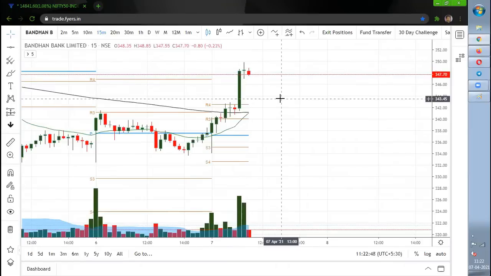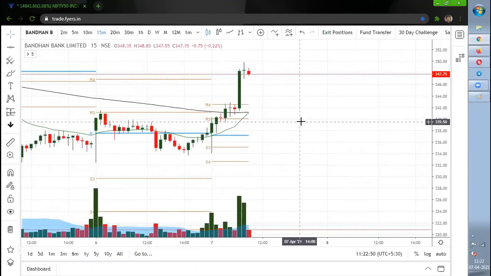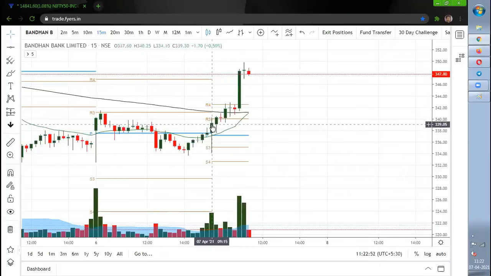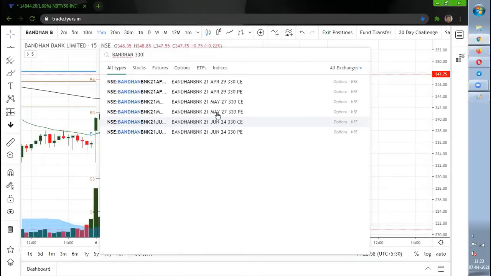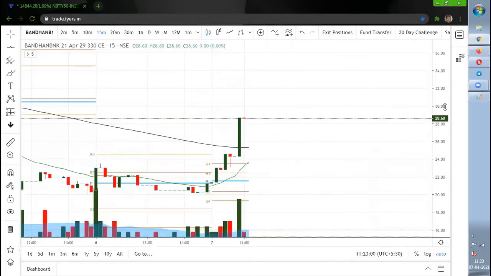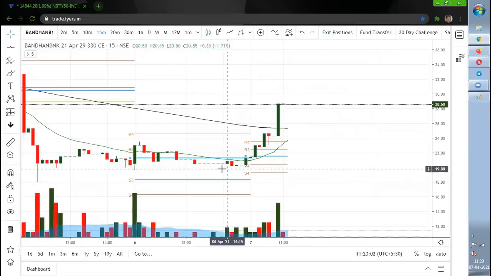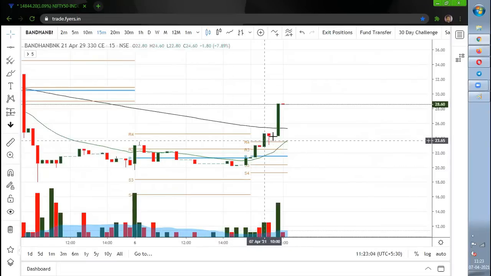Now, which option to take and which one to take, all these questions will be there. So when the stock opened, it was around 337. So it is better to choose the 330 strike price. This is the strike price that is better to take. And if you see, the stock boomed like anything. This is the move that you need.